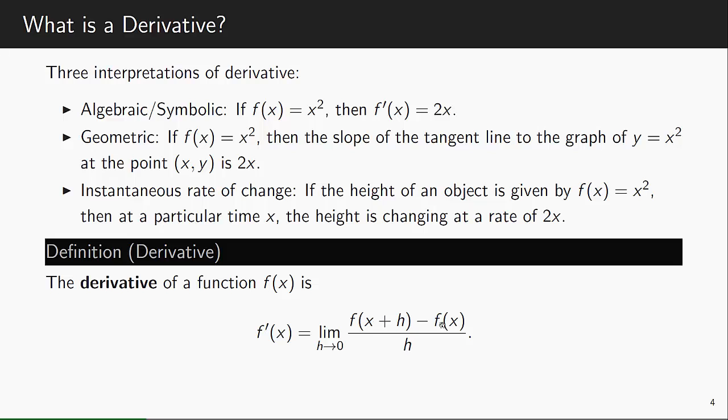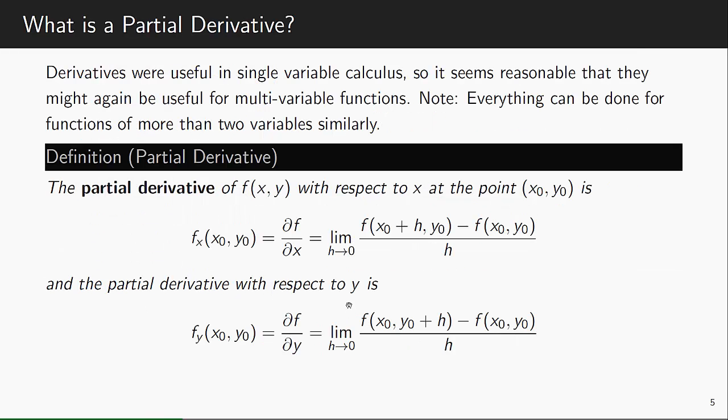So this looks like a slope. You've got change in y over change in x. So it's the limiting slope, and that's where you get the tangent line. And if you apply this to x squared, you can get symbolically 2x. So let's see, how would we extend this to a function of two variables?